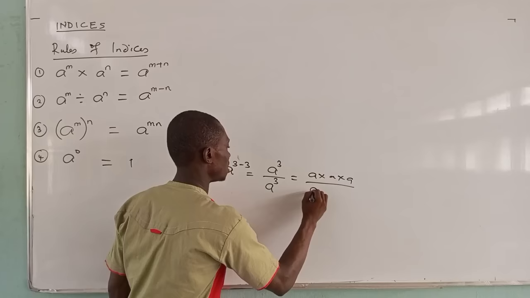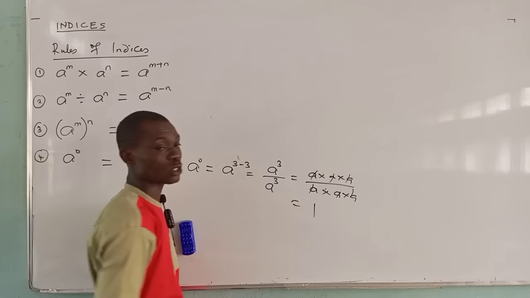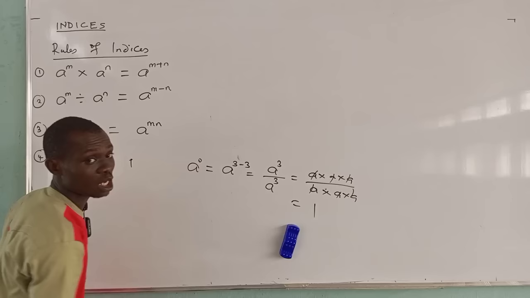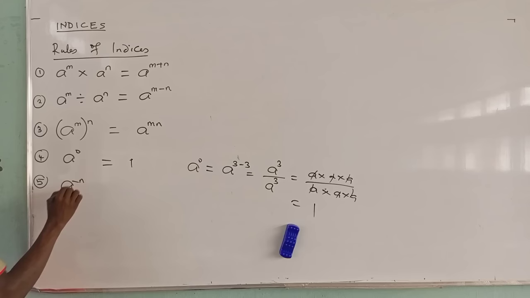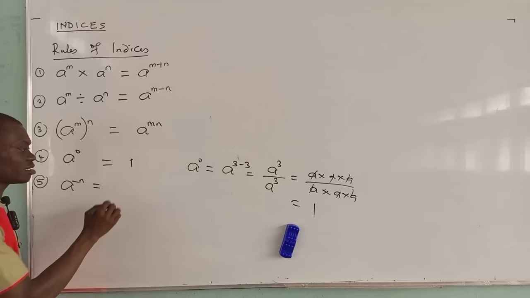a times a times a times a times a times a times a. And this will take away this, this will take away this, and you eventually get 1. So any number raised to the power of 0 is the same thing as what? 1. What about the fifth rule? When I have a negative index, what happens to that? You would see that this is the same thing as 1 all over the positive index.